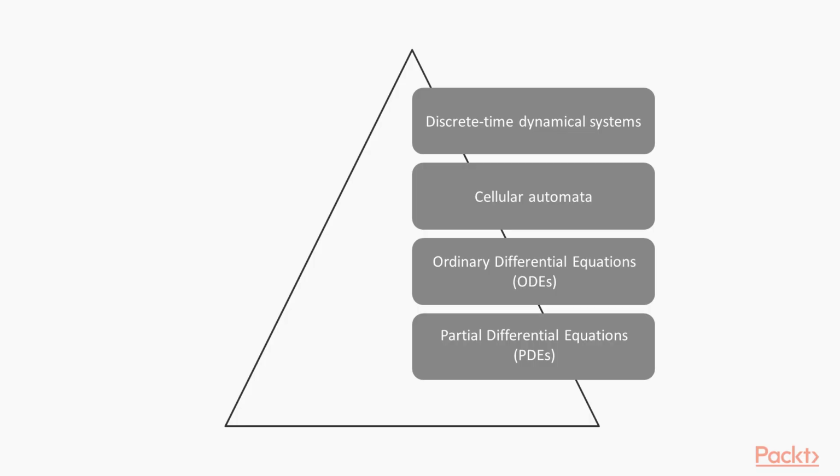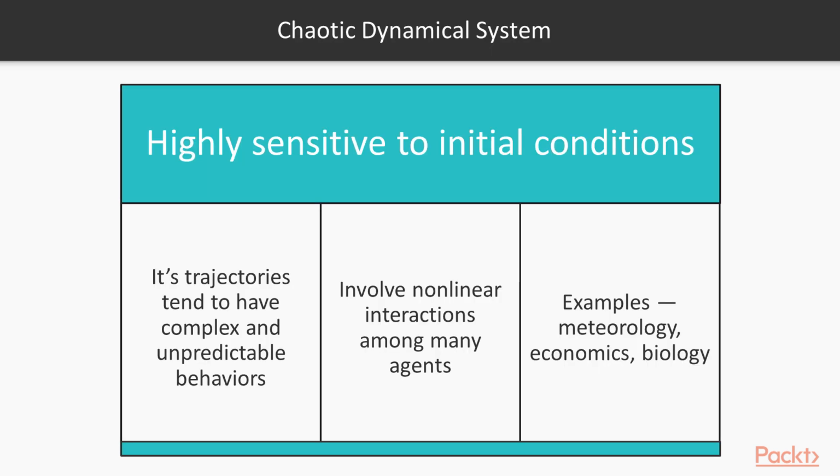There are four types of deterministic dynamical systems we will consider here: discrete time dynamical systems, which are iterated functions, cellular automata, ordinary differential equations, and partial differential equations. A chaotic dynamical system is highly sensitive to initial conditions. Small perturbations at any given time yield completely different trajectories. The trajectories of a chaotic system tend to have complex and unpredictable behaviors.